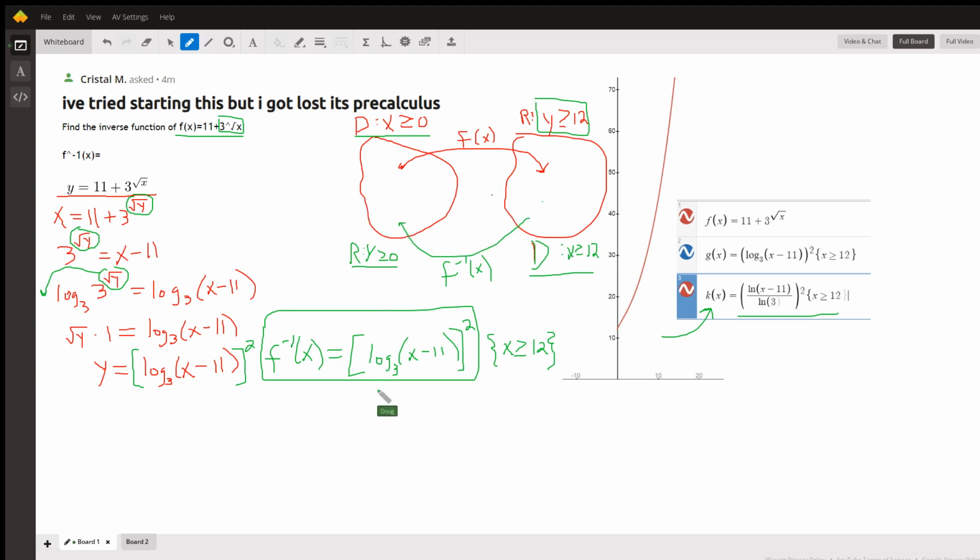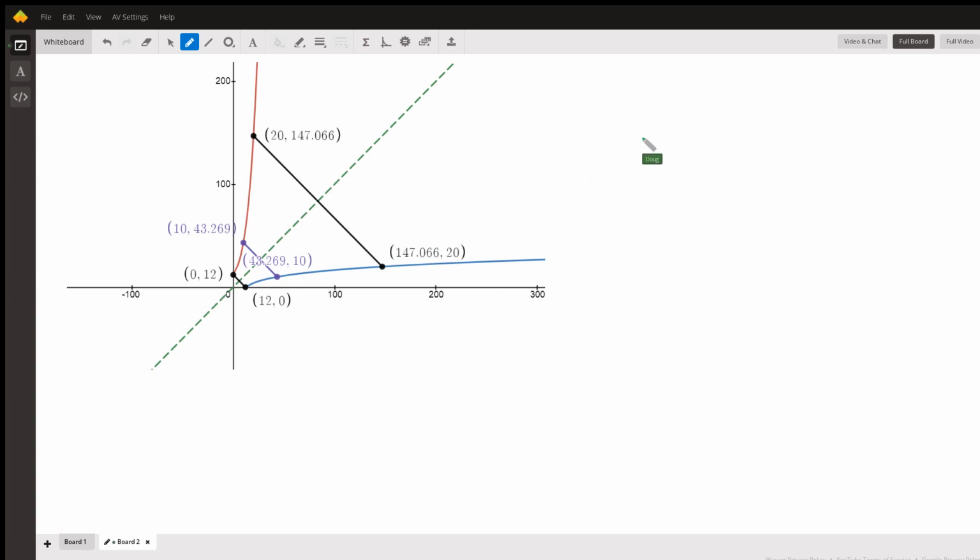Now, if I go to board 2, here's a picture of both functions graphed on the same coordinate system. Here's the original function. This is f of x. This blue graph is the graph of f inverse of x. And you can see that I've plotted points and they're inverse points. So for the original function, when x is 0, y is 12. That means for the inverse function, when x is 12, y is 0.